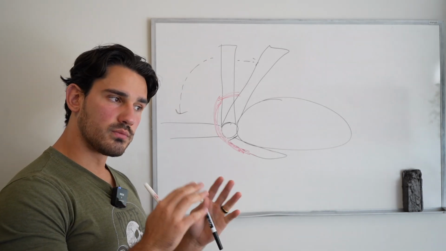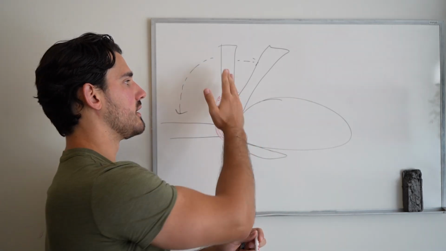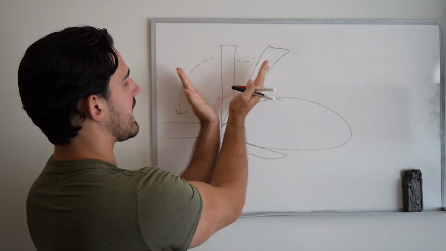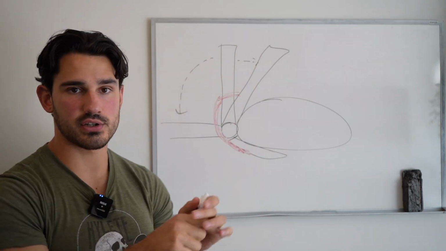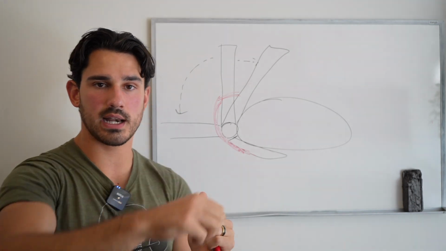So if we rewind just a second here and we say, okay, well, the rear delts are really mostly active in this front portion of the range. In other words, where my arm is in front of my body.